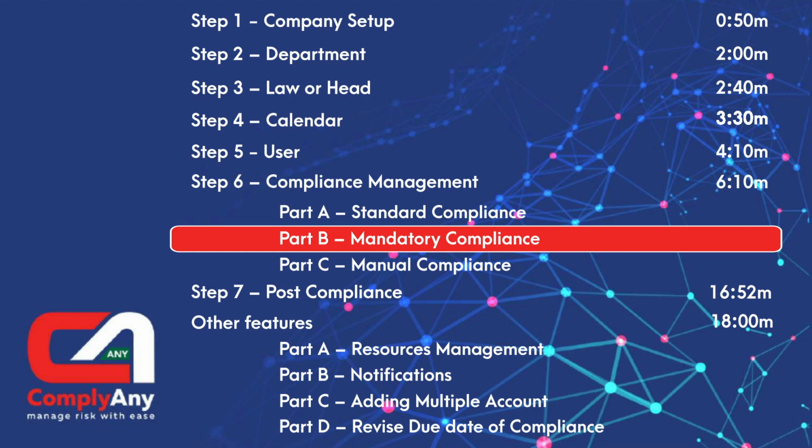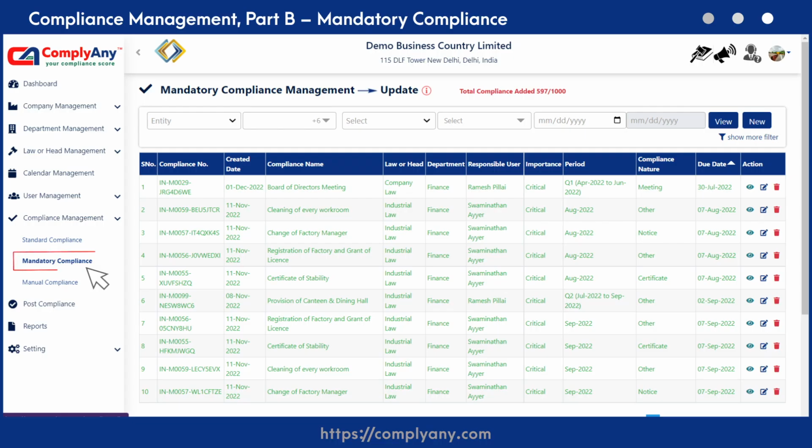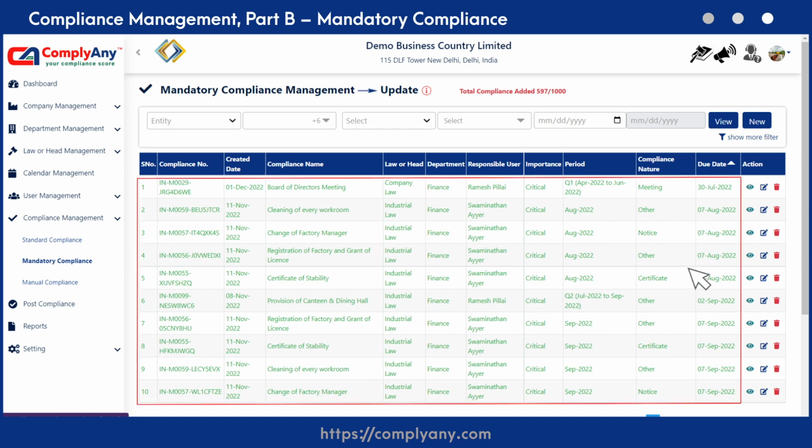Part B. Mandatory Compliance. Mandatory compliances are those compliances which are defined in law or regulation but the government or authority has not fixed any date. For example, a Board of Directors meeting to be held within 120 days of the previous meeting, or any register or record to be maintained under any labor law. The system has a list of these compliances and they are shown in green color font.